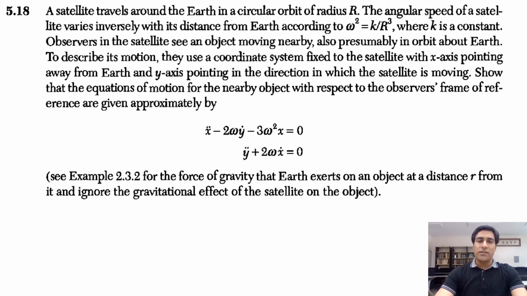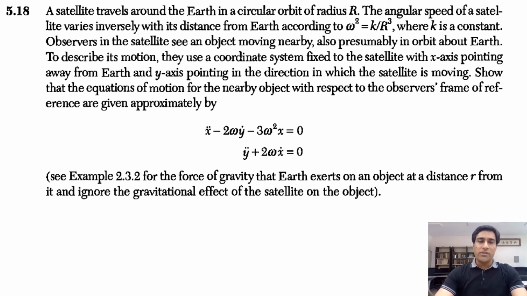Observers in the satellite see an object moving nearby, also presumably in orbit about Earth. To describe its motion, they use a coordinate system fixed to the satellite, with x-axis pointing away from Earth and y-axis pointing in the direction in which the satellite is moving.